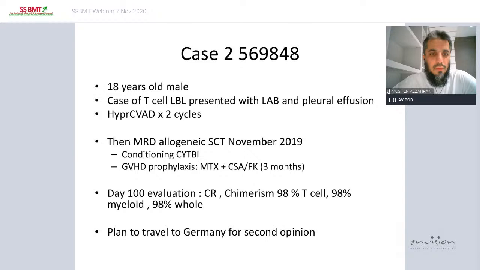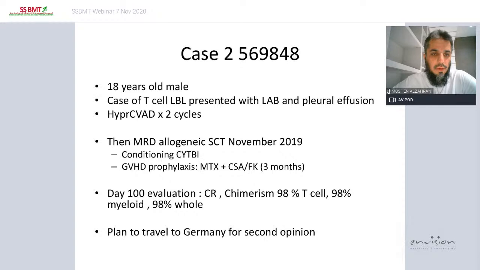GVHD prophylaxis was with methotrexate plus cyclosporine. In our hospital, we give cyclosporine IV, and when we shift the patient to oral, we shift them to tacrolimus. So he received tacrolimus for 3 months. Day 100 evaluation, patient was in CR, chimerism 98% T cell, 98% myeloid, and 98% whole.